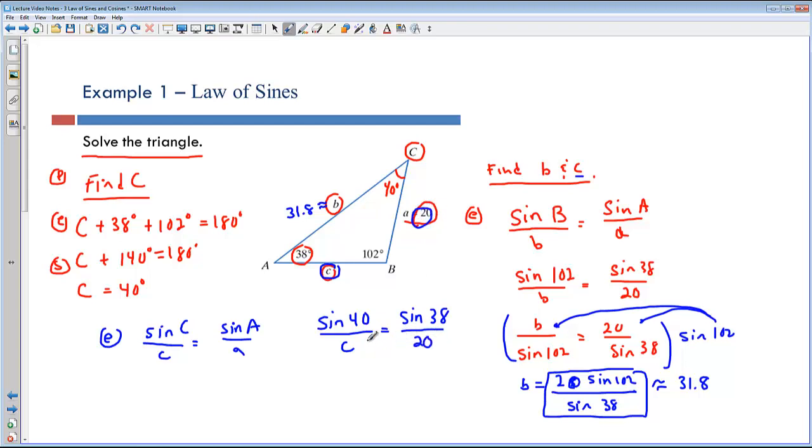And we basically go through the same steps. I'm going to flip the left and flip the right. So what I have on top now is C, and then on bottom I have sine of 40. And that's the same thing as what? 20 divided by sine of 38.